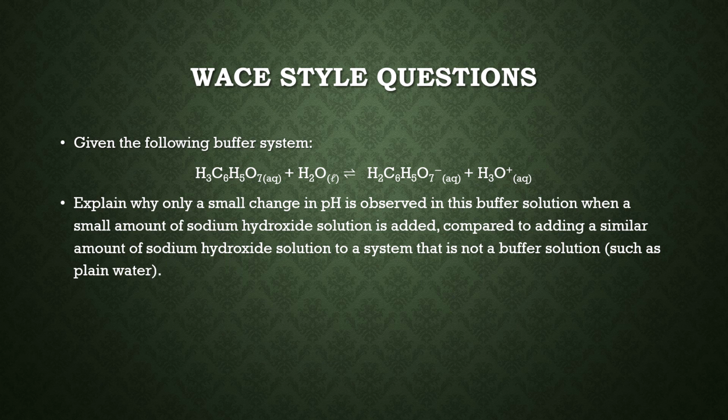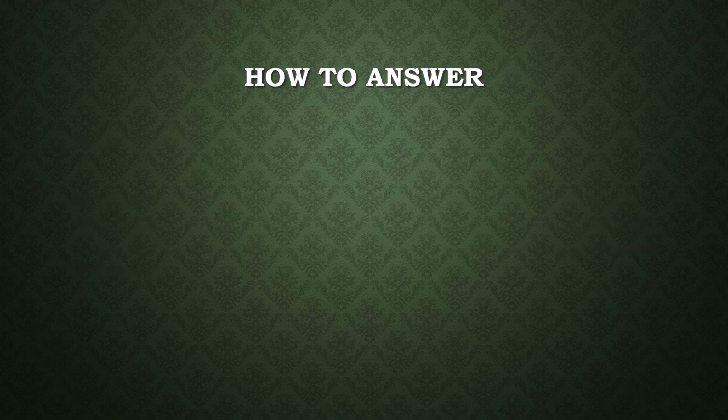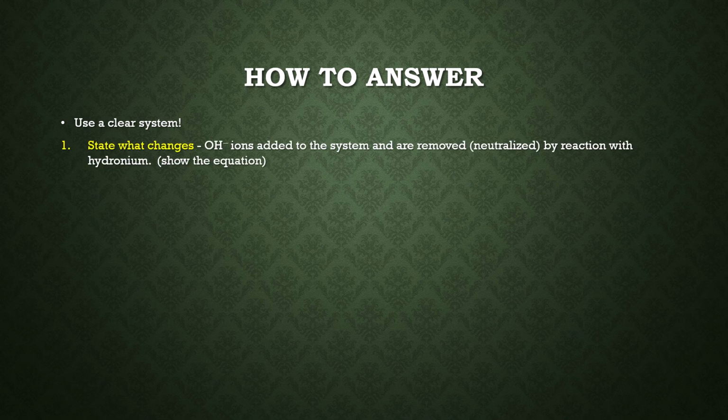So what they're asking is, if you add sodium hydroxide to the buffer, pH doesn't change. If you add sodium hydroxide to water, the pH does change. So why is that? How to answer: this is how you go about it. Use a really clear system. State what changes. Hydroxide ions added to the system are removed, neutralized by reaction with the hydronium, and show the equation. So that's your neutralization equation.